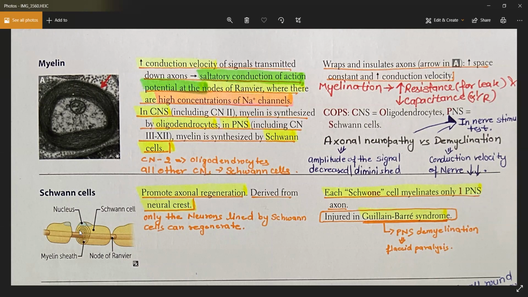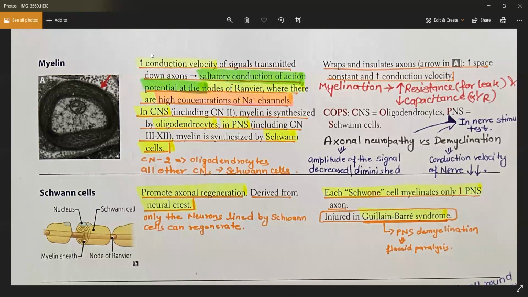At the site where the myelin is absent, you can have a loss of charge. These sites contain lots of sodium channels. Because the sodium channels are in a high concentration there, the charges can easily leak out of the axons, and that's how you get the saltatory conduction. You have the sodium channels here, the charges will leak out and come again there. You have this kind of jumping type of neurotransmission, and this is known as saltatory conduction.